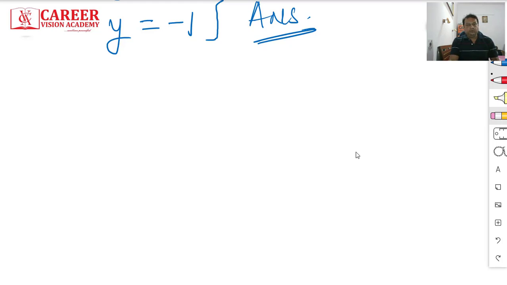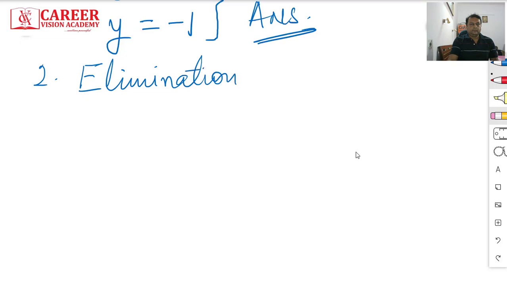Once we know how to form an equation, we have already understood how to get the values of the variables through any of the methods, so we can easily get the variables. So this was the first method in the algebraic method. The second method is your elimination method.